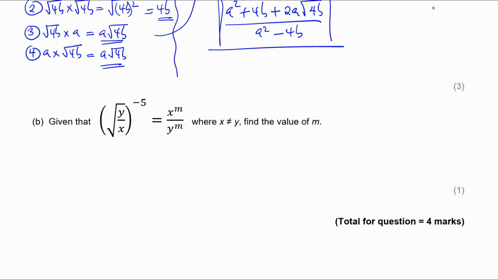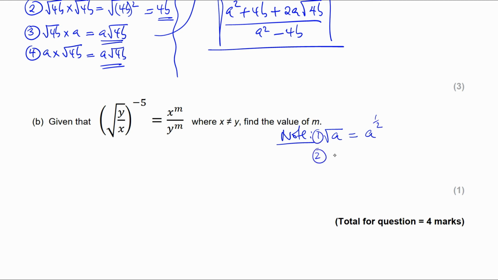In this question, we are required to rewrite this index in the form of x to the power m over y to the power m. Now, if you notice here, we have y over x, and here we have x over y, so you have to find out how to switch those. One thing that you have to remember here is that if you have a square root of something, that is the same as that to the power of a half.